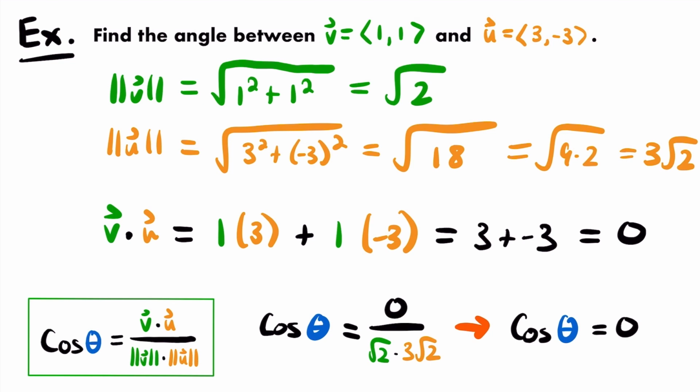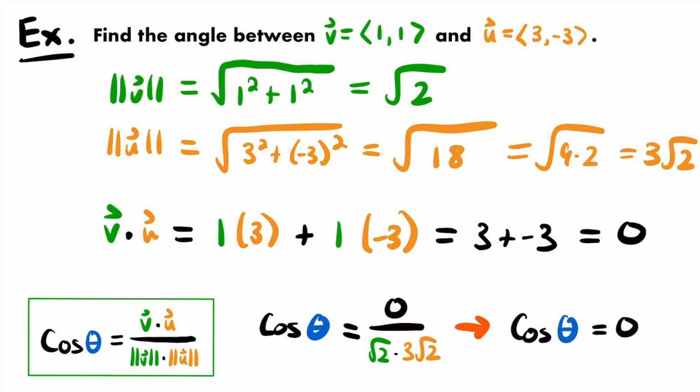And so now, to solve for our angle of theta, what we need to do is use the inverse cosine function. We'll take the inverse cosine of both sides of the equation. And so taking the inverse cosine of cosine will cancel each other out.